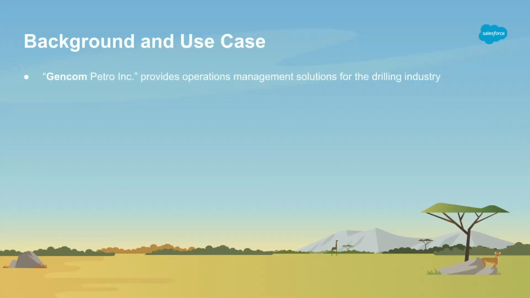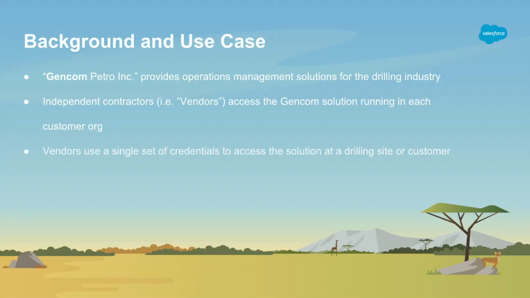They're in the oil and gas industry, and they're all about taking old-school operational processes that happen on oil rigs, pen and paper processes, and automating them. And they have lots of different oil rigs, which are their customers that they support. And all these customers have lots of different workers on those oil rigs. They're all transient workers. There's thousands of them, right? And for the purpose of this example, we're going to focus on the vendors, which are like independent contractors. Each of those vendors needs to have access to each instance of the GenCom solution running locally at that oil rig. So they go from customer to customer.